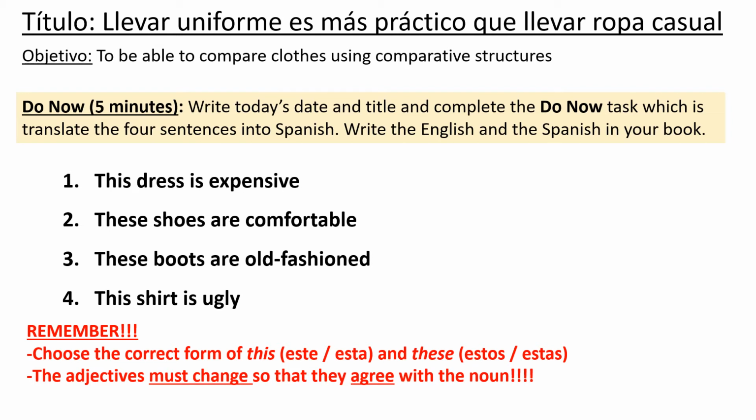So for your do now activity, taking 5 minutes, you're going to write today's date and title and complete the do now task, which is to translate the 4 sentences into Spanish. I would like you to write both the English, which is given to you, and the Spanish. Remember, you must choose the correct form of this, which is either este or esta, and also for the plural, these is estos or estas, depending on the gender. The adjectives must change as well so that they agree with the noun. So pause to do those tasks now and press play to continue and get the answers.